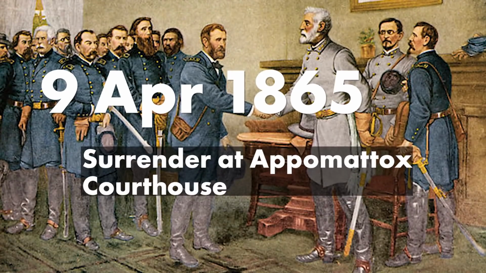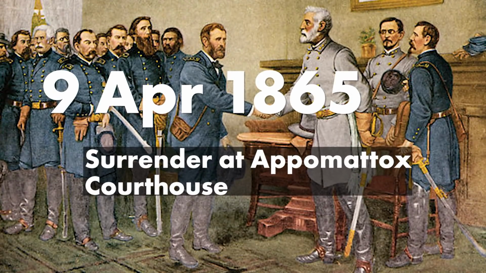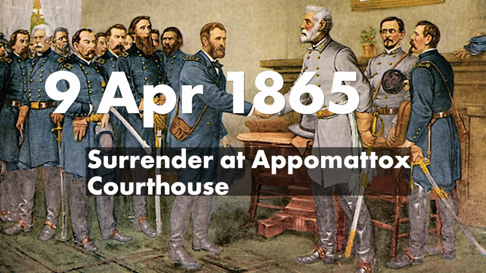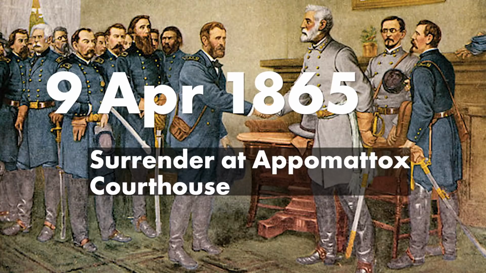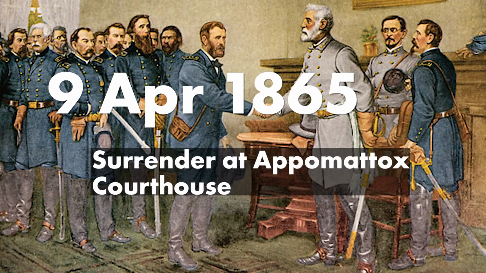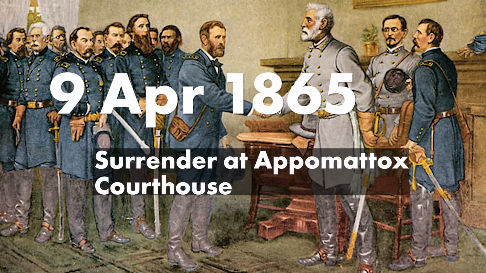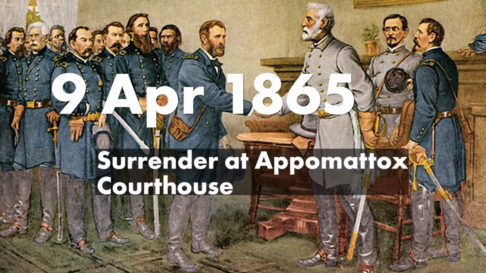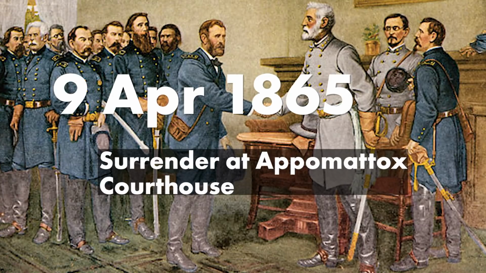On the 9th of April 1865, surrender at Appomattox Courthouse. Union reinforcements arrive at the Appomattox Courthouse, Virginia, and secure General Lee's surrender. This marks the effective end of the Civil War.